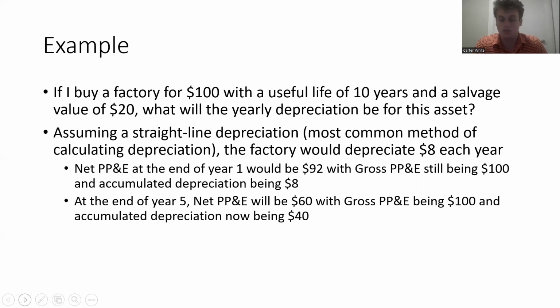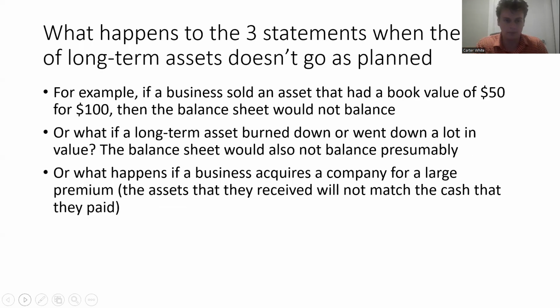So that's the mechanics behind how net PP&E works and how we can figure out what the book value of an asset is at a certain point in time. You're always buying it for a certain amount, your gross PP&E, and it's being depreciated over time.